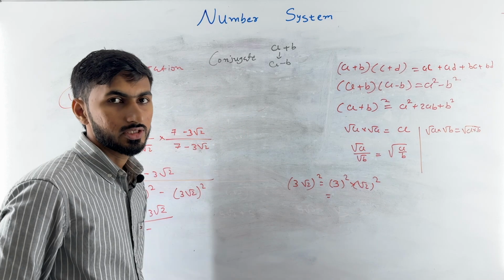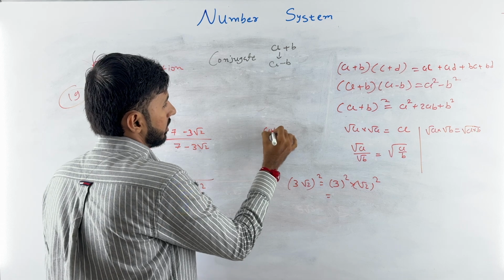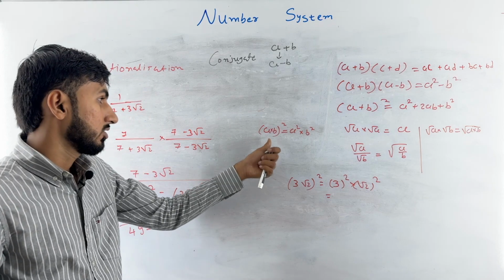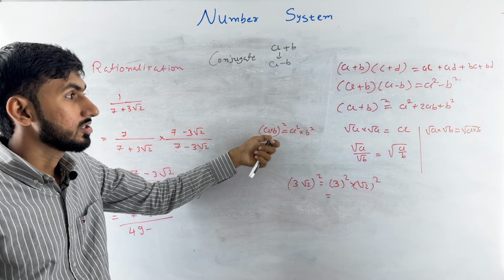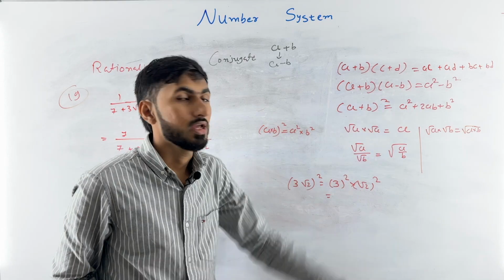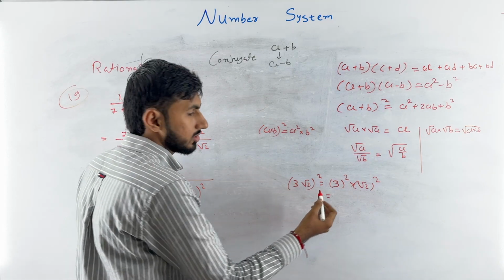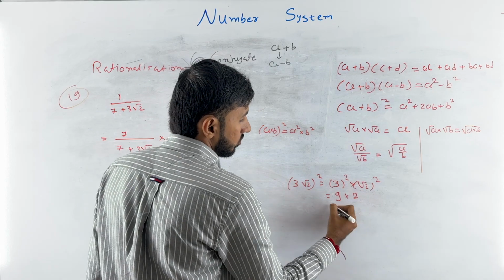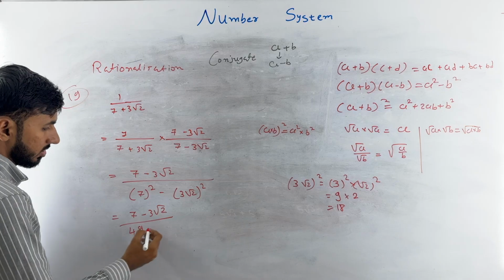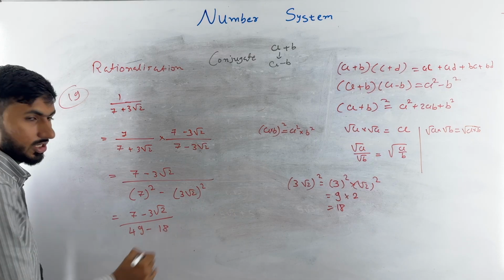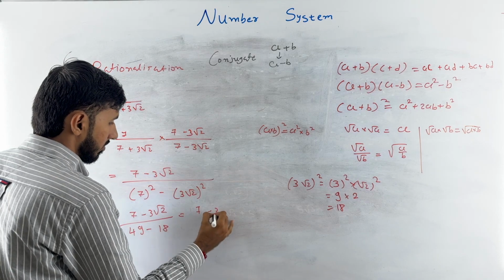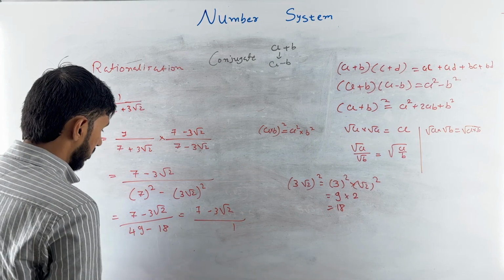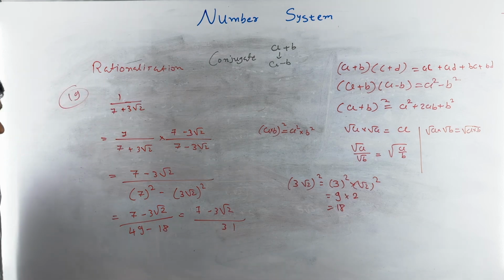Squaring this type of number is equal to 3 square multiplied by root 2 square. I can simply write it as (a times b) square equal to a square times b square. I can do it when it is in the form of multiplication, not addition, because when it is in the form of addition I have to use the other identity, right? So it is multiplication, so I can write it simply as 3 square multiplied by root 2 square. Now 3 square is 9, root 2 square is 2, 9 times 2 is 18, simple. So 3 root 2 square is 18. So my answer will be 7 minus 3 root 2 divided by 49 minus 18, which is 31, right? This is my answer.